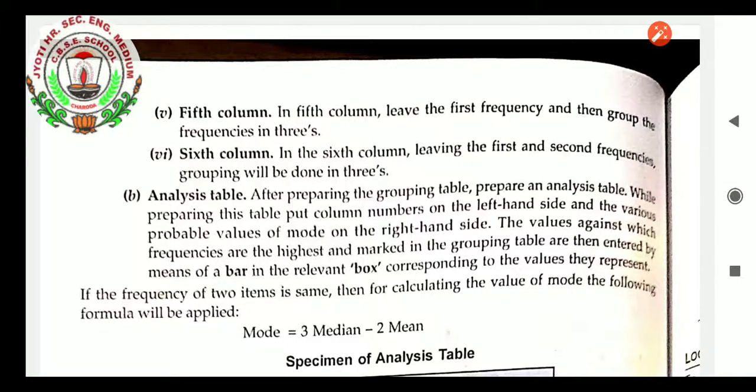Analysis table. After preparing the grouping table, prepare an analysis table. In this table, put column numbers on the left hand side and the various probable values of mode on the right hand side. The values against which frequencies are the highest and marked in the grouping table are then entered by means of a bar in the relevant box corresponding to the values they represent.